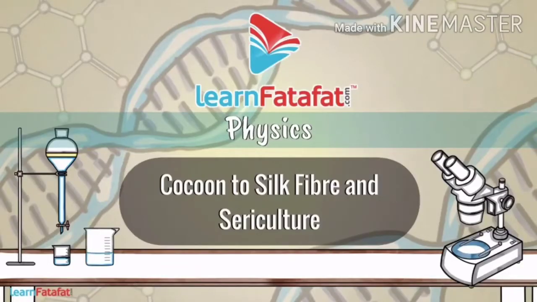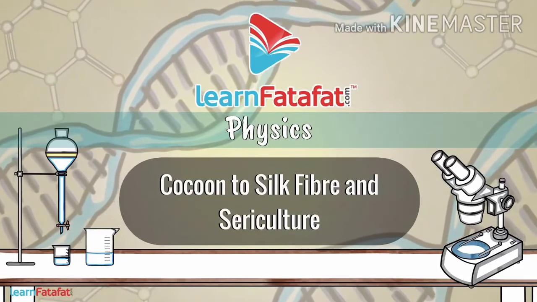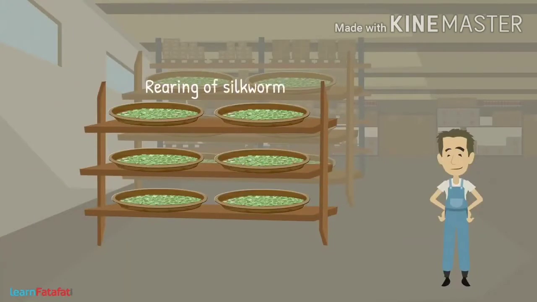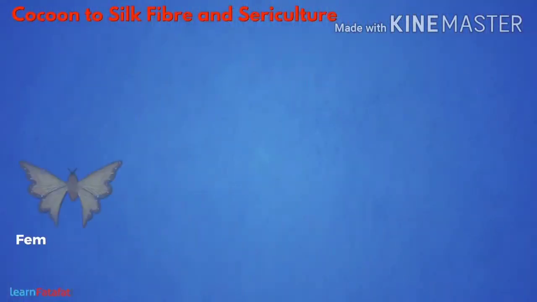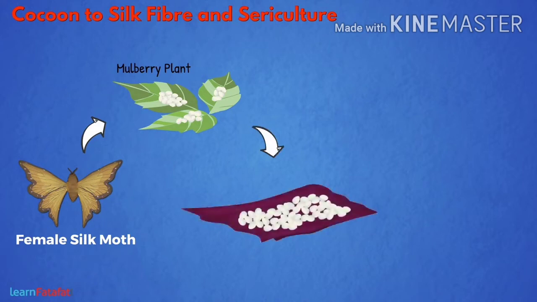Now let us learn about the production of silk through this video. Cocoon to silk fiber and sericulture. Basically, the rearing of silkworm to obtain silk fiber is called sericulture. The people who practice sericulture are called silkworm farmers. A female silk moth lays hundreds of eggs at a time. These are stored carefully on a strip of cloth or paper and sold to silkworm farmers.